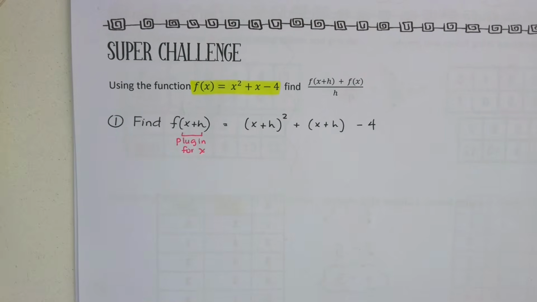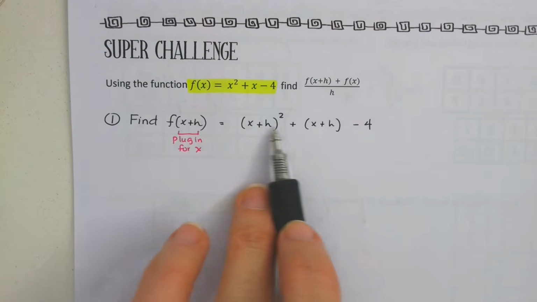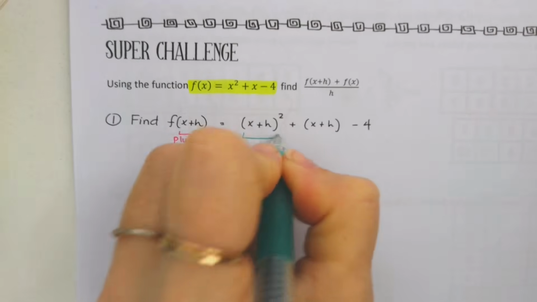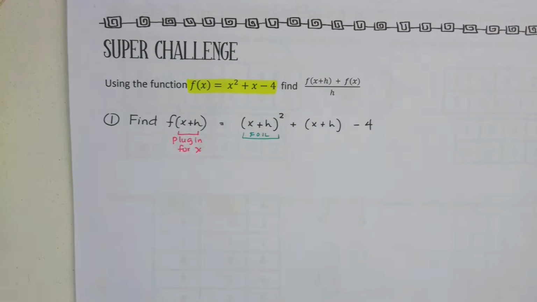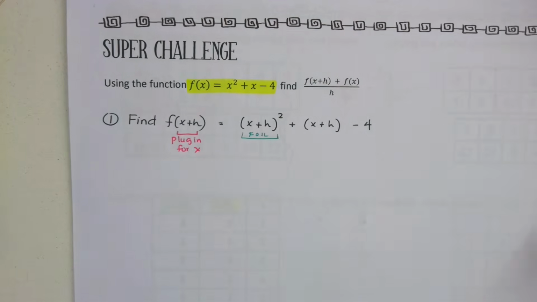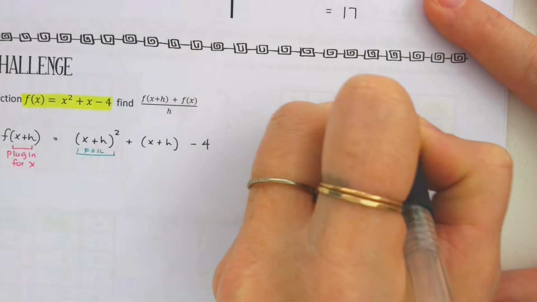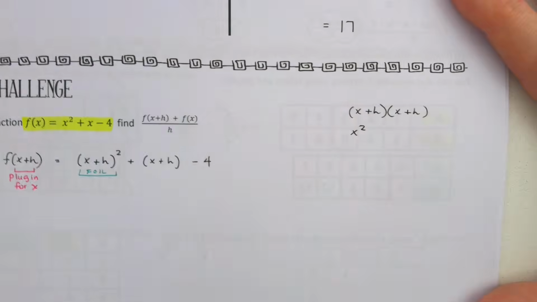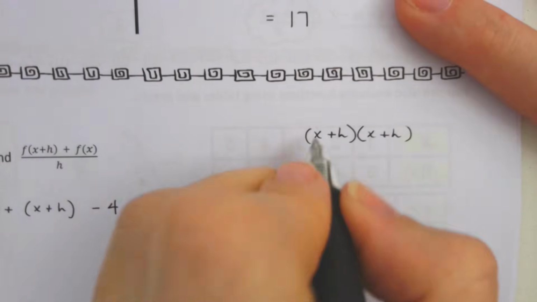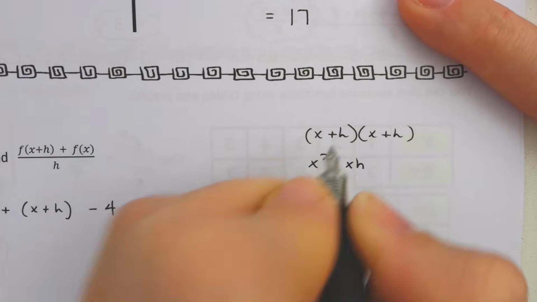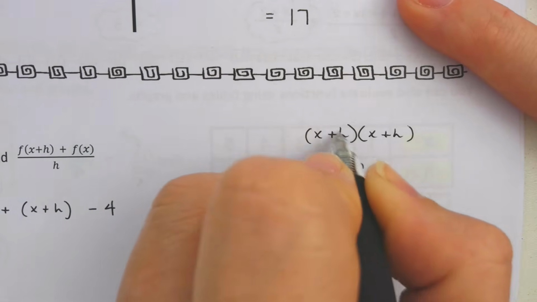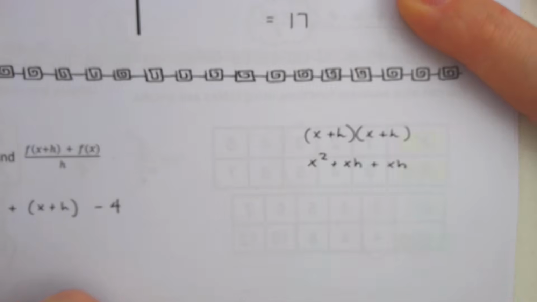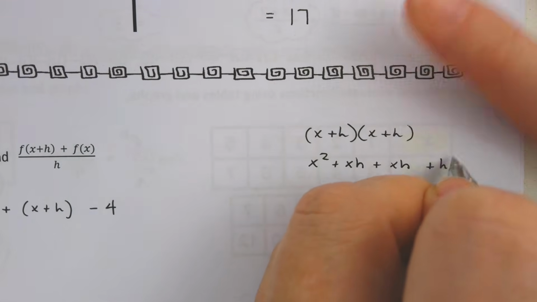We do need to simplify this a little bit. When you see this parenthesis right here, what do we need to do to simplify that? We gotta FOIL that. Which means x plus h times another x plus h. I'm just doing this on the side of my paper. First times first would be x squared. Outer times outer, x times h is just xh. Inner times inner, h times x is also xh, so another xh. And then h times h would be h squared, right?